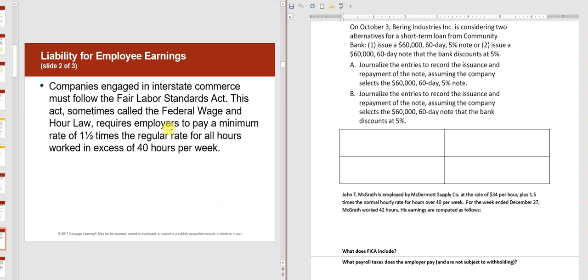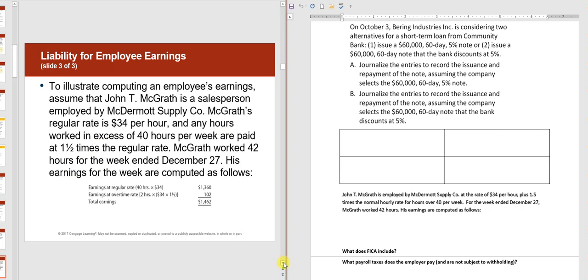Notice that there are federal laws affecting earnings, so a lot of times there are a lot of regulations around it, how often you have to pay, etc. The Fair Labor Standards Act requires time and a half once you go above 40 hours a week.